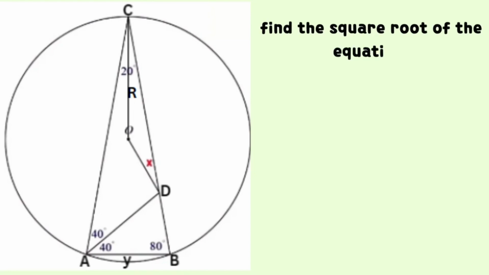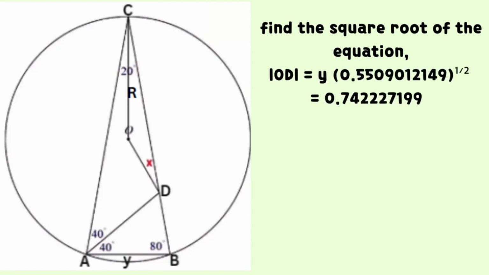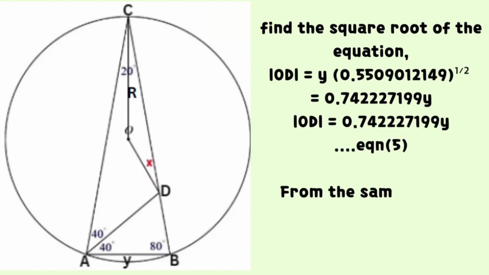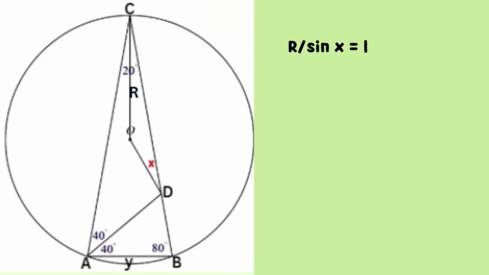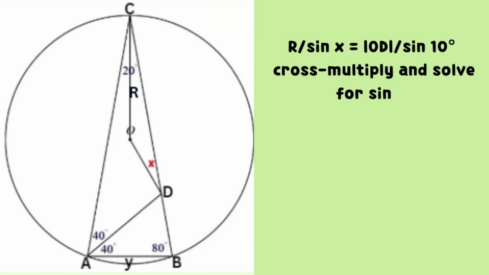Find the square root of the equation and we have the length of line OD equals the product of y and the square root of 0.55090122149, which equals 0.7422271999 times y. We call it equation 5. From the same triangle DOC, using the sine rule, we have that the ratio of r to sine x equals the ratio of line OD to sine 10 degrees. Cross multiply and solve for sine x. We obtain the equation in sine x as shown on the screen.